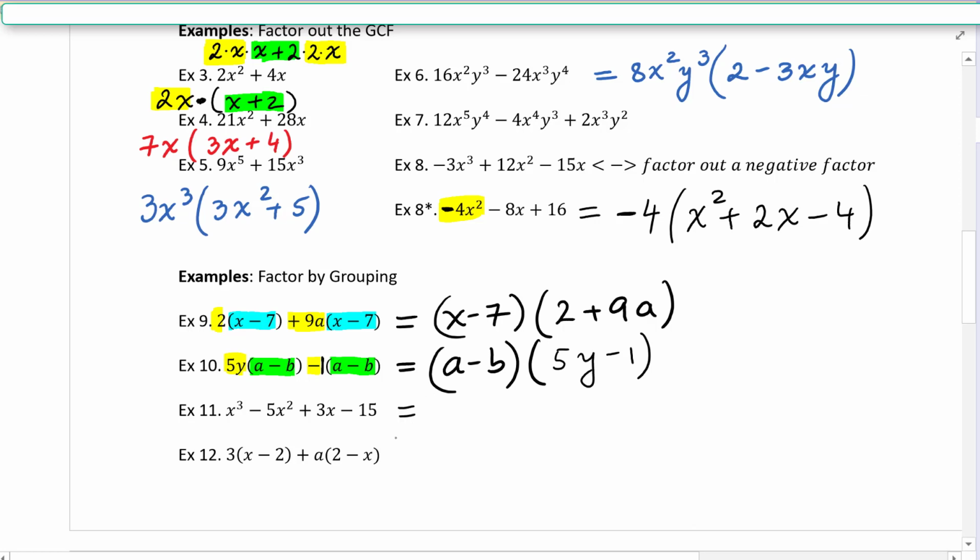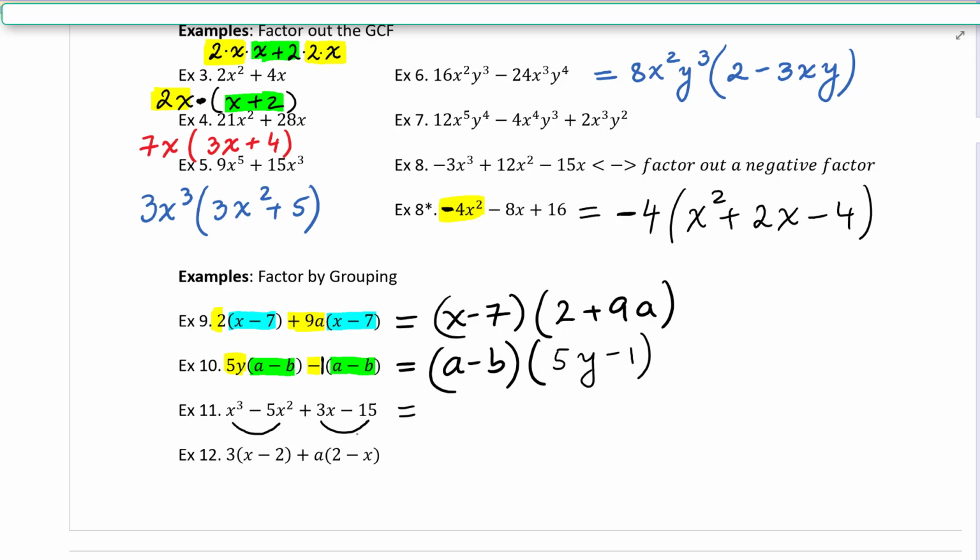And let's take a look at example 11. Well, example 11 is different than 9 and 10, but I notice that I have x to the 3rd minus 5x to the 2nd plus 3x minus 15. So if we look at this, we don't have a greatest common factor between all terms, right? There is nothing in common between all, but we can group them. So we group the first 2 terms and the last 2 terms. Most of the time it works when we group the first 2 and last 2, but sometimes it works if you group the first one with the 3rd one and the second one with the 4th one or something like that.